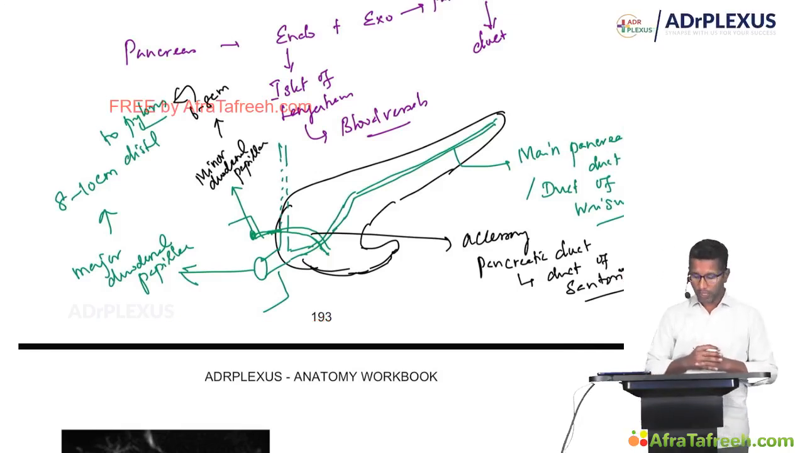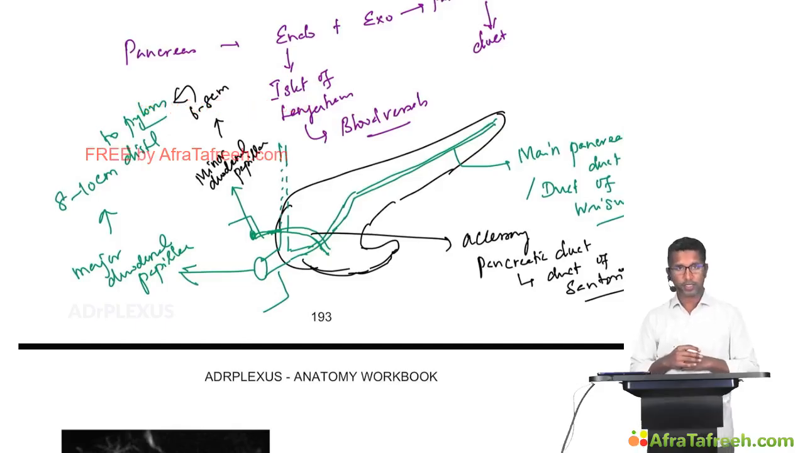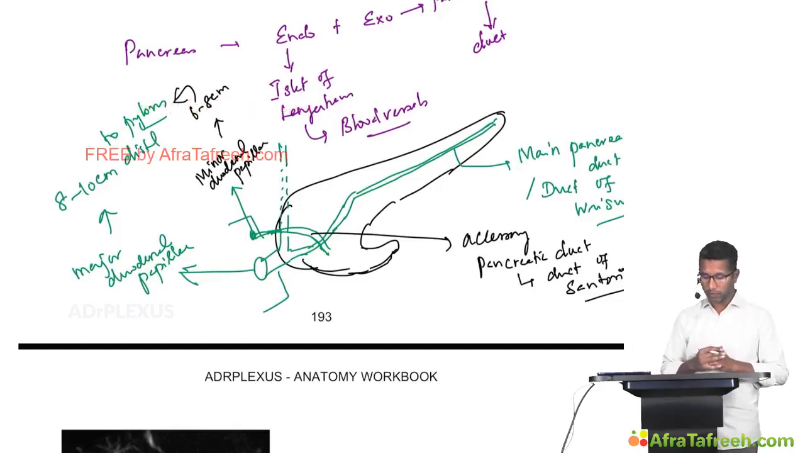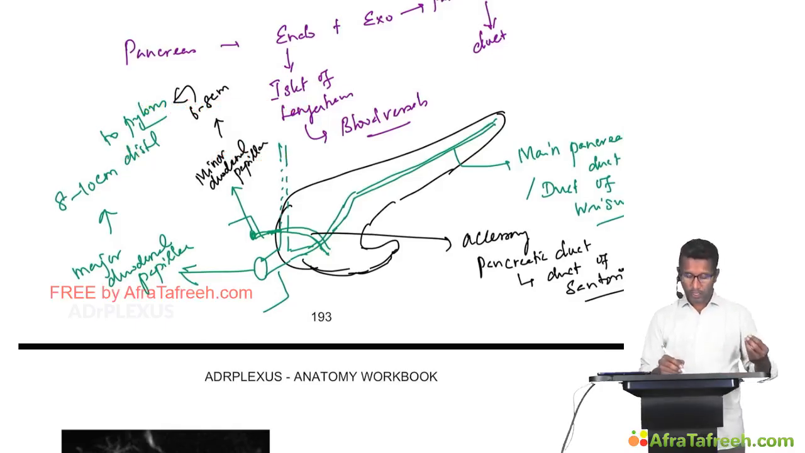Okay, now you can ask me how this duct system is formed. If you want to understand the duct system, we need to understand the development of the pancreas. We'll discuss that also. So the duct receives the interlobular ducts like this, and they give a classical appearance here.